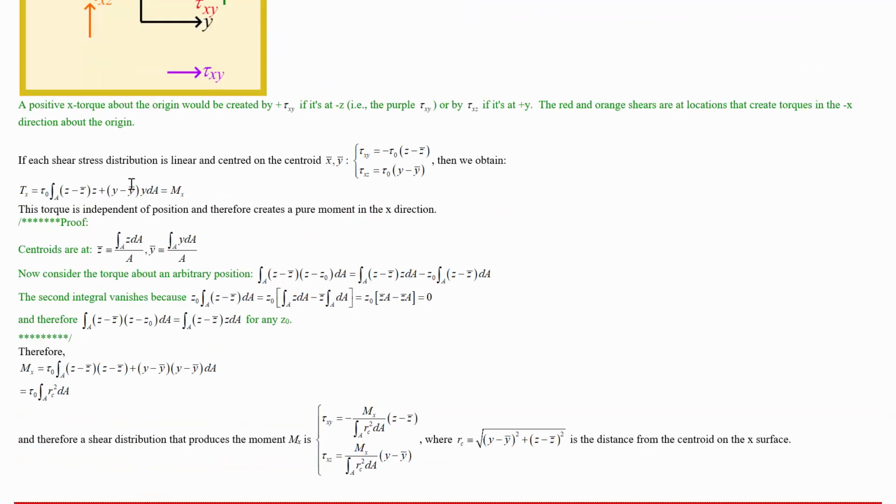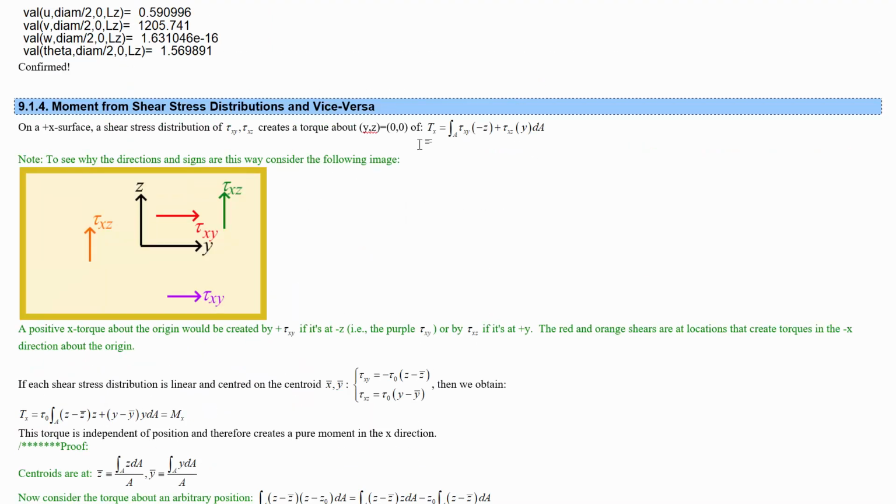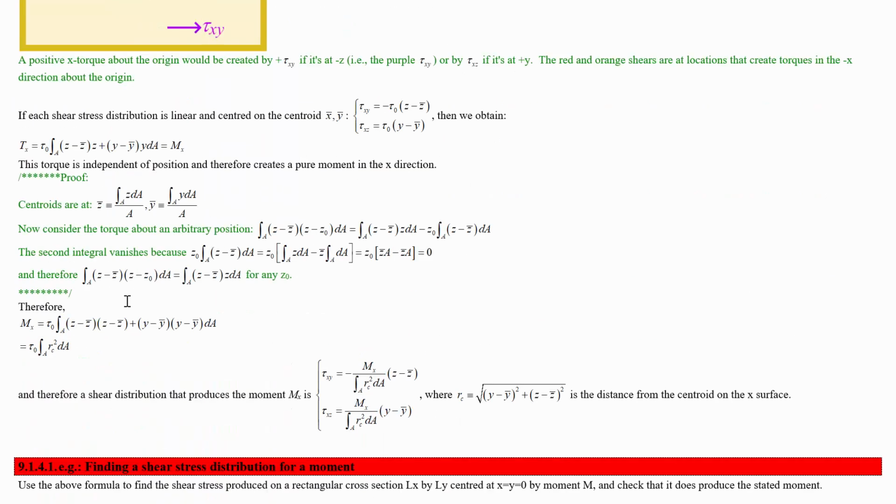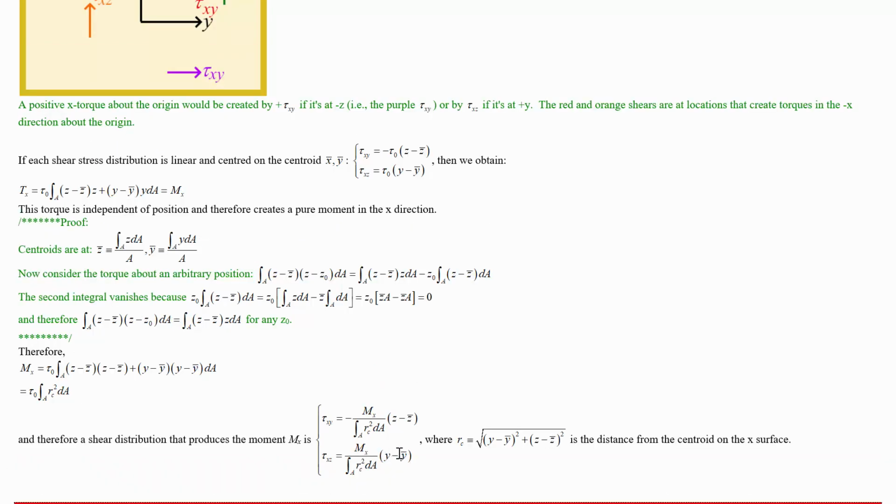And specifically, after you work that out and find out that the moment in X produced is this thing, which is just the square of the distance away from the centroid times this tau naught, you now can say, okay, well then to produce a given twisting moment in the X direction, a moment perpendicular to this surface, you would just need that tau naught is equal to the moment you want divided by this integral. So that's why this shear stress distribution will produce a moment Mx on any X surface.